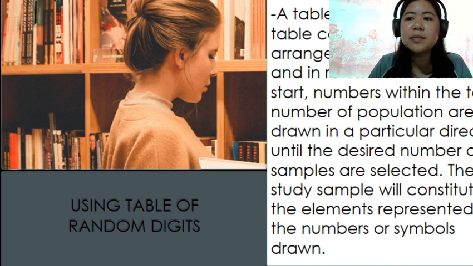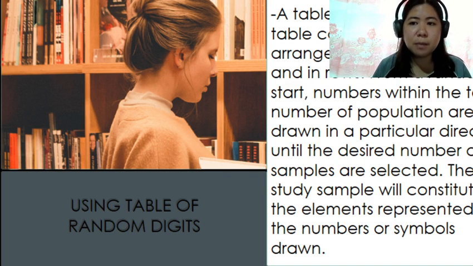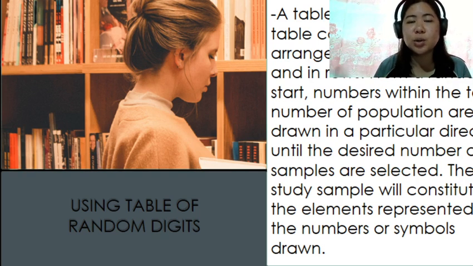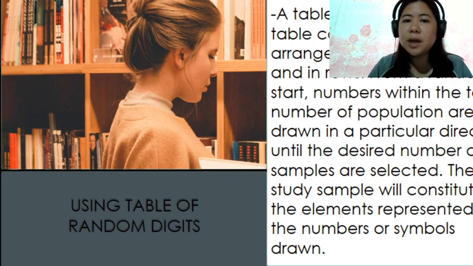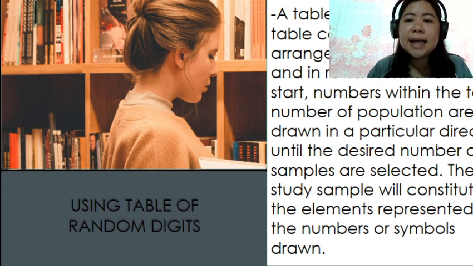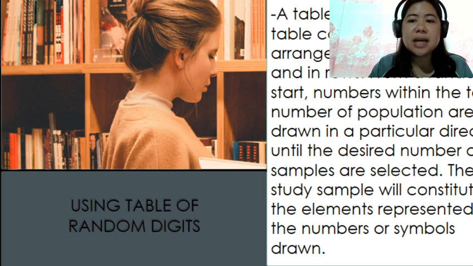Next one is using a table of random digits. A table of random digits is a table containing randomly arranged numbers in columns and rows. So here, we arrange the respondents according to numbers and place them in columns or rows, in a table. From a random start, you pick randomly the first number. Numbers within the total number of the population are drawn in a particular direction, either horizontally or vertically, until the desired number of samples is selected.